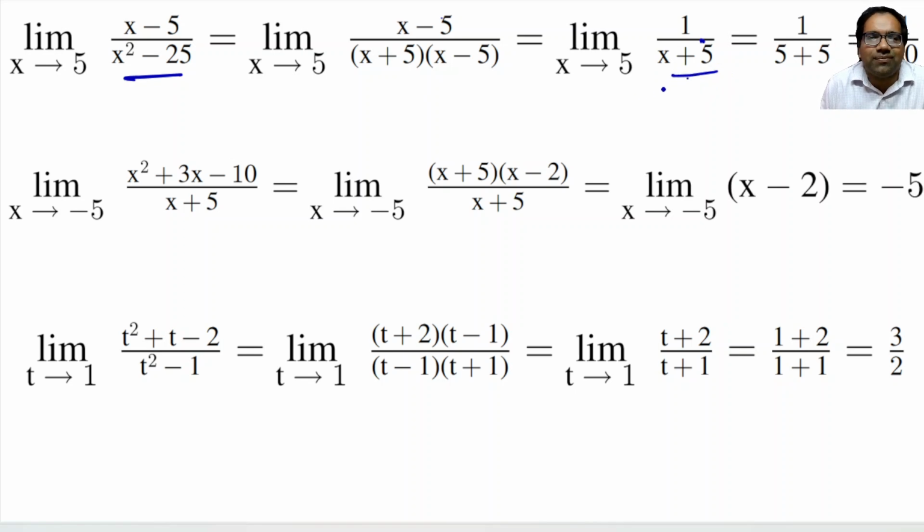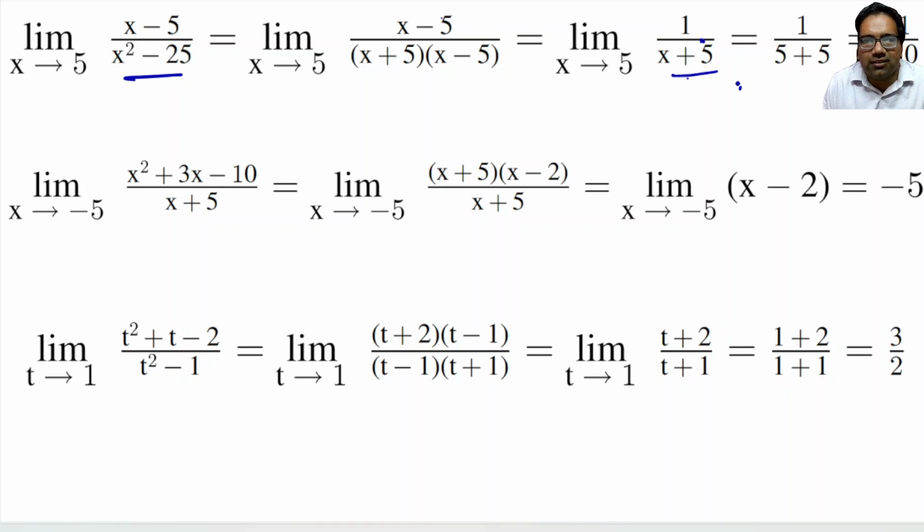So now we will use this function as a guide to say what is the value of this function at x equals 5. When x is tending to 5, the value of this function is 1/10. So this function at x tending to 5 is not defined, but it will behave like this function for all values of x except when x equals 5.